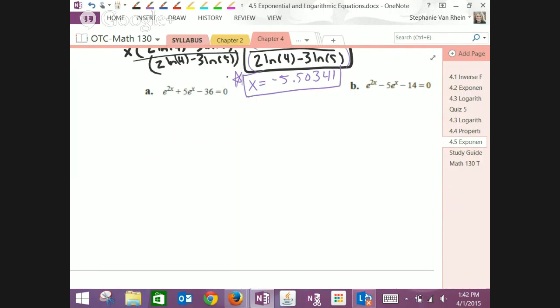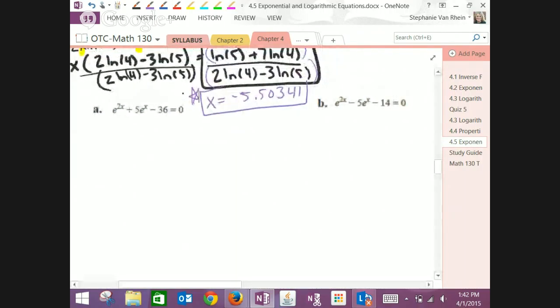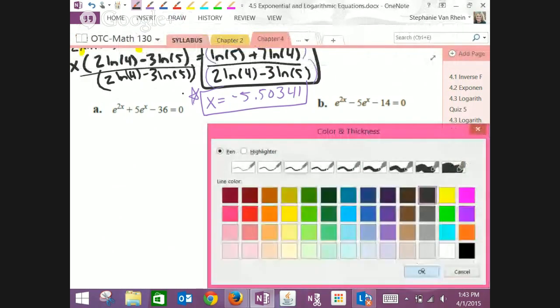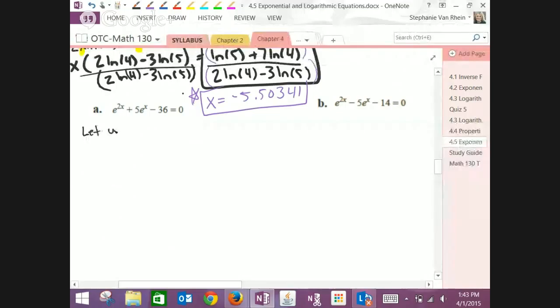So this setup is different because I can't get E by itself, right? I can't get E on one side by itself because there's an E squared and an E. So if you see a problem like this, this is a U substitution problem where I'm going to let U equal E to the X. So U squared would be E to the X squared, which would be E to the 2X.